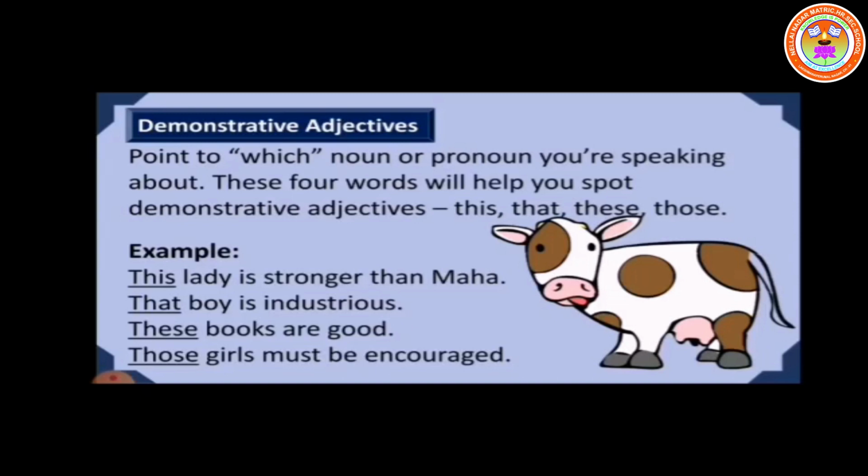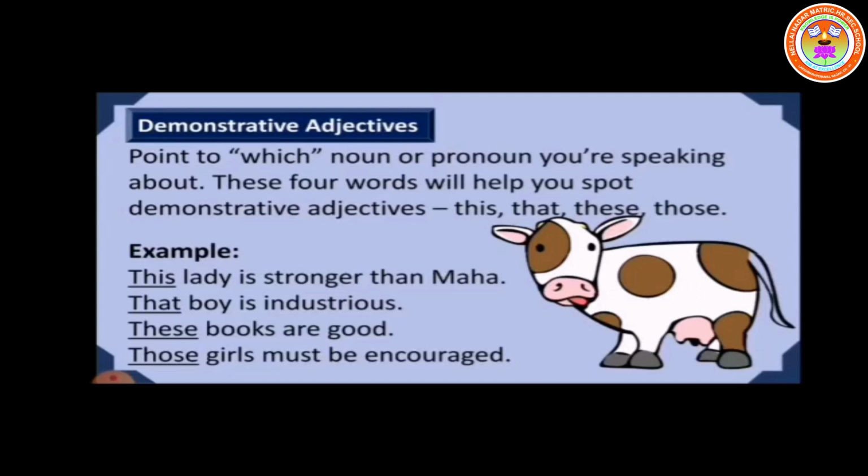Demonstrative adjectives point to which noun or pronoun you are speaking about. These 4 words will help you spot demonstrative adjectives. These words are this, that, these, and those. For example, this lady is stronger than Maha. Which lady? This lady. So this becomes the demonstrative adjective.